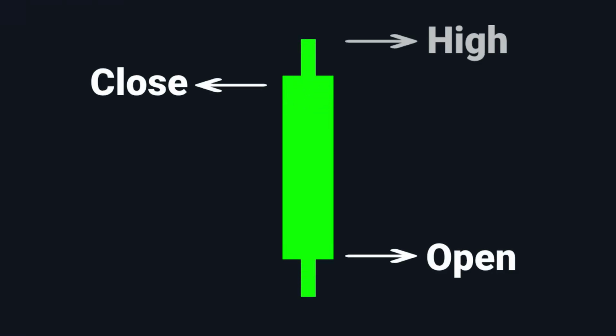The anatomy of a candlestick. The 4 key elements of a candlestick are the open, close, high, and low prices for a given time frame. The candlestick's shape changes depending on how these prices, the open, high, low, and close, relate to one another.